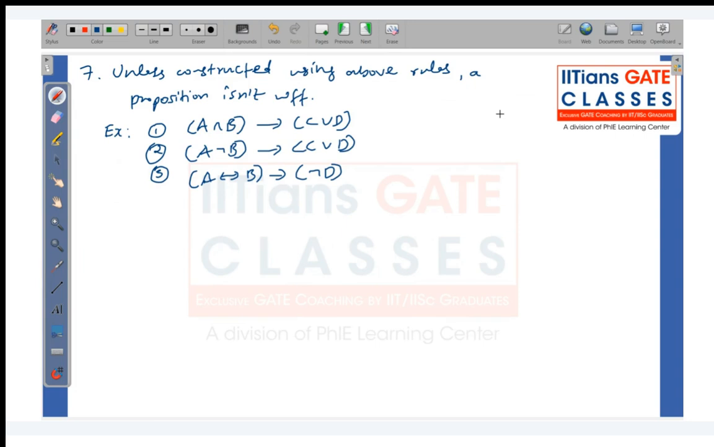Is it intuition? One of these 3 has a problem. And what's the problem? Yeah, so this one is wrong. The reason is A negation P is not valid. This negation is a unary operator.